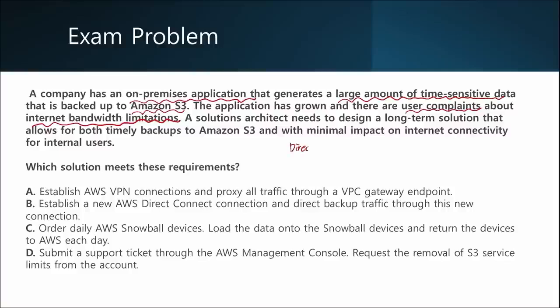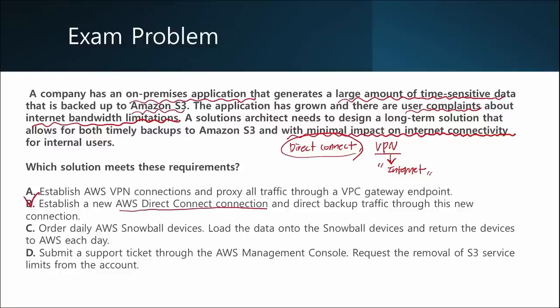Then it seems that Direct Connect would be more suitable than VPN. The option that mentions Direct Connect is B. The solution that B is talking about is to design it so that you can efficiently back up your traffic by installing this Direct Connect. So the correct answer would be B.